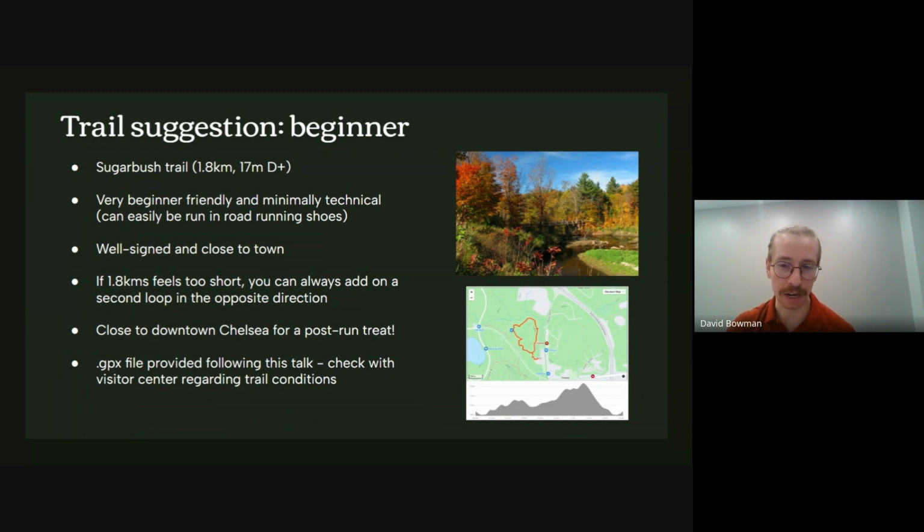As I mentioned a little bit at the beginning, and I think we had some folks who came in a little bit later on, my goal after this talk is to send an email to folks with GPS files of the 3 runs I'm going to talk about. So this will be something you can load onto an app like Strava on your phone or on a smartwatch if you have it, that will guide you along this trail. But I would say it's important before you go out to check with the visitor center regarding trail conditions and do some of your own research just to make sure that the conditions are suitable for running.